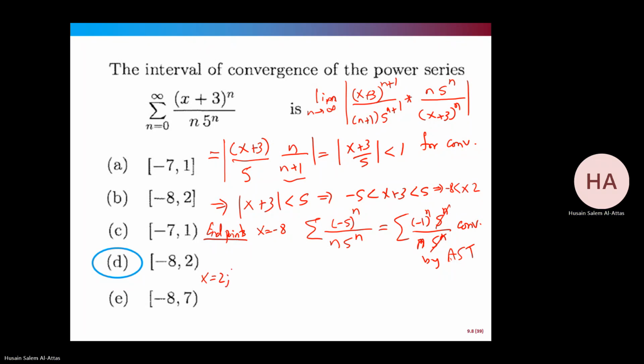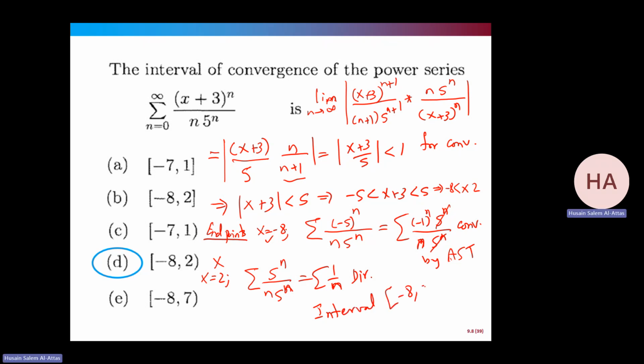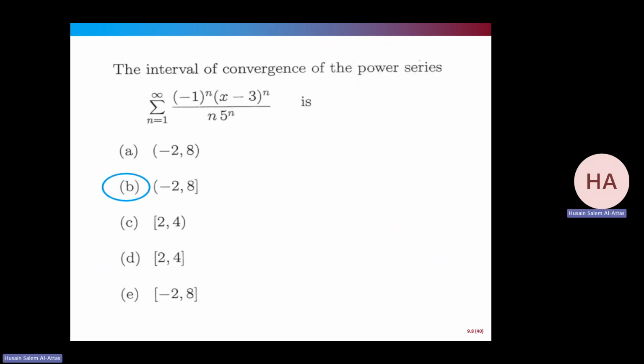Now check the other point. X equals 2. What will happen? I have summation 5 to the power n over n 5 to the power n, which is 1 over n. This diverges, harmonic series. So it converges at -8 and diverges at 2. So 2 is not included. So what is the interval? Very clear. Closed at -8, open at 2. That is the interval of convergence of this power series.